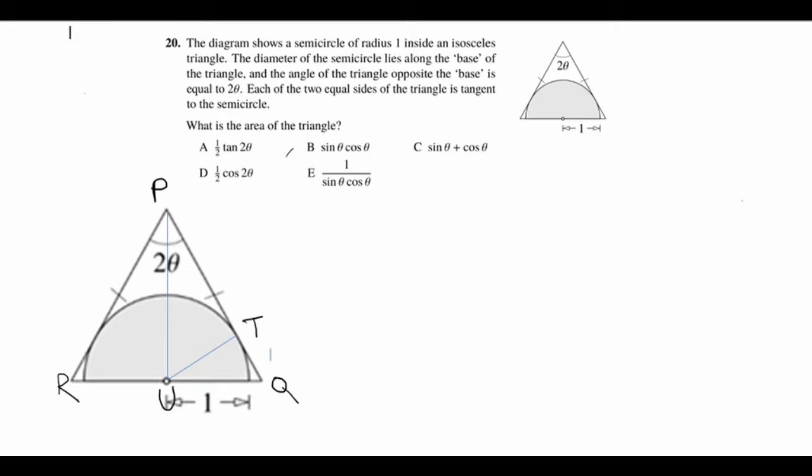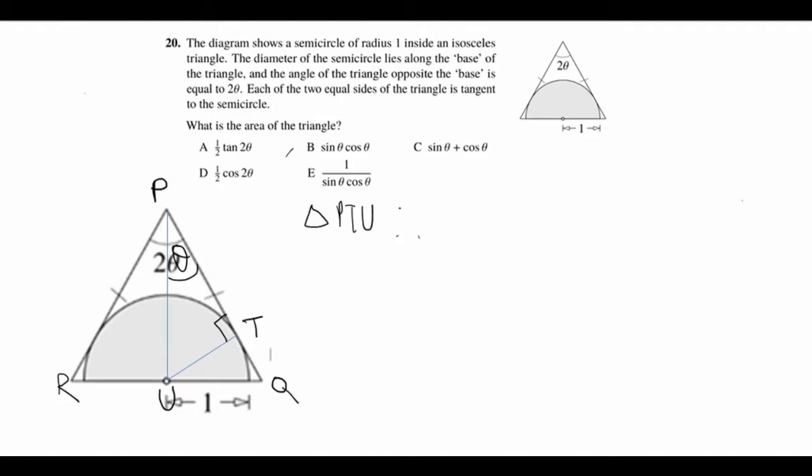Well, because PQR is an isosceles triangle, and all I have done is drawn the line of symmetry of the triangle, the angle UPT is equal to theta. So this is theta. And since the point T here is the point at which a radius of a circle meets the tangent to the circle, this angle here is 90 degrees. So now let's consider triangle PTU.